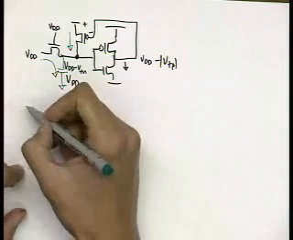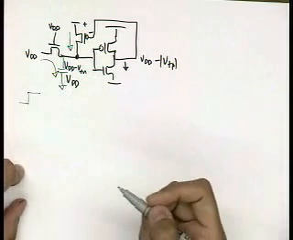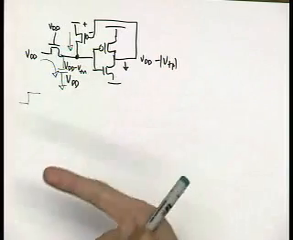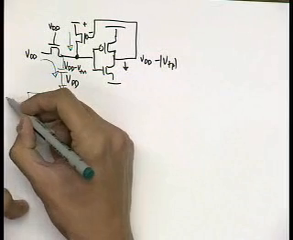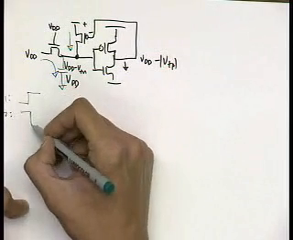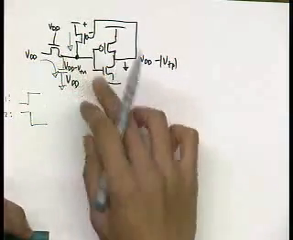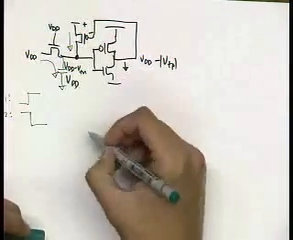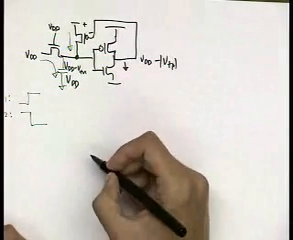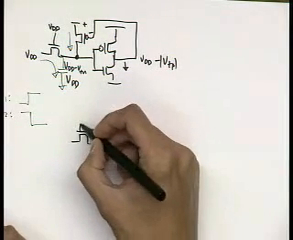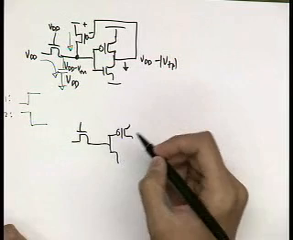That's for when the input goes from 0 to VDD. But what happens when I want to turn the thing off? What happens, for example, for the second case, when I want to turn off that inverter? So I apply a 0 at the input.